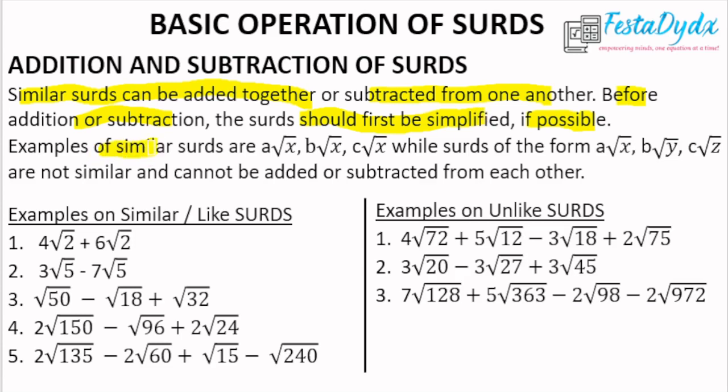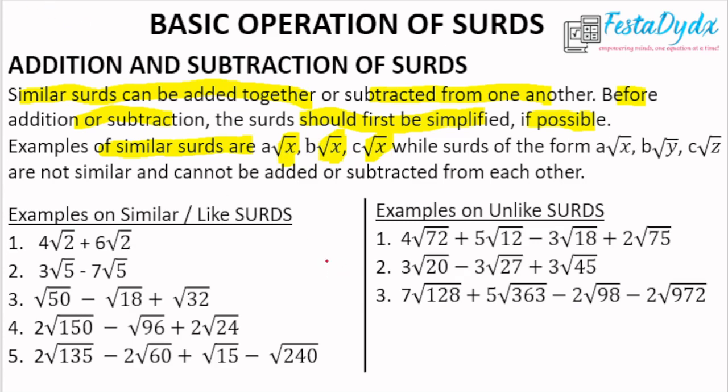Now, examples of similar surd are a root x, b root x, c root x. We'll classify these surd as similar or like surd because they have the same roots: root x, root x, root x. So if we are to do a root x plus b root x plus c root x, we're going to pick one of the root x because they are similar. Then we'll do a plus b plus c, which will give us (a plus b plus c) root x.